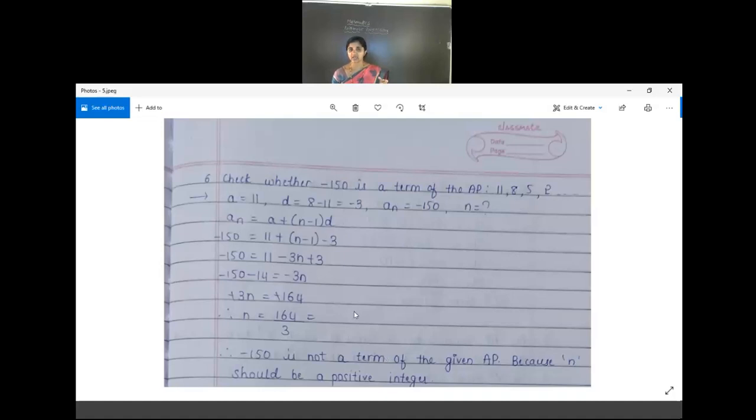Check whether minus 150 is a term of the AP 11, 8, 5, and so on. So we have worked out this type of problem now.